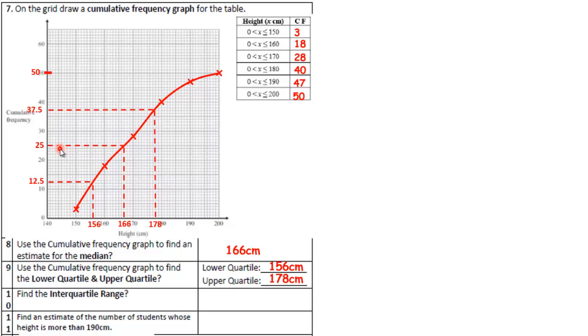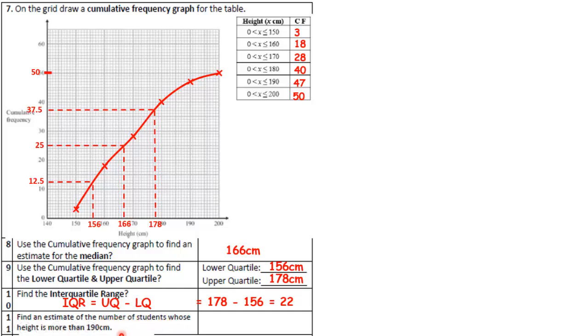Question 10 says find the interquartile range. The interquartile range is the upper quartile take away the lower quartile. Always write this down. The upper quartile, we just worked out, was 178. The lower quartile was 156. So I'm going to do 178 take away 156, and that gives me 22. That's my interquartile range.